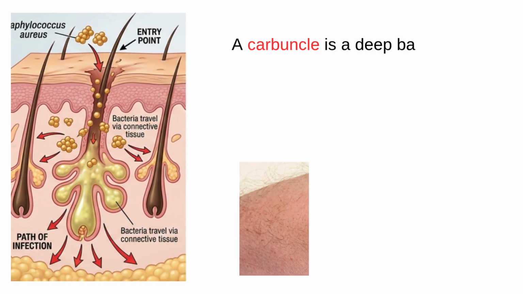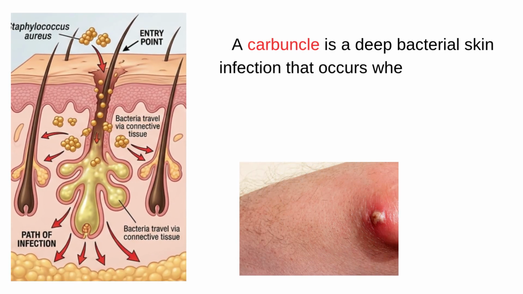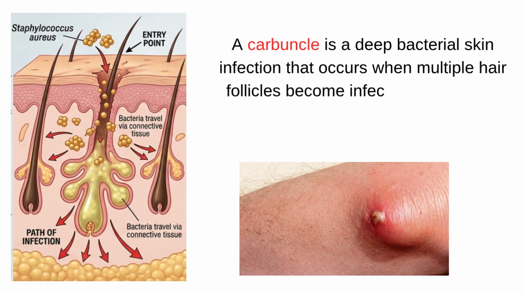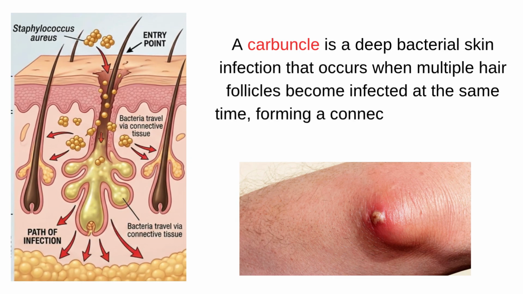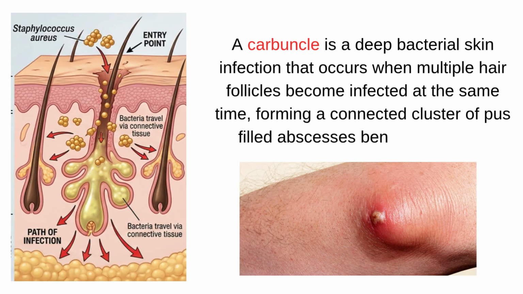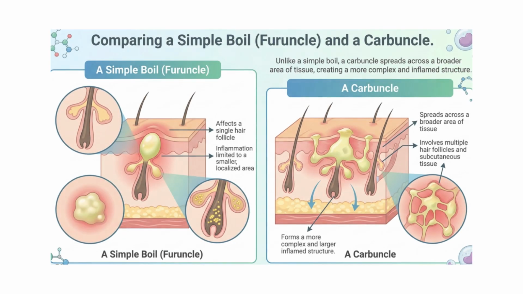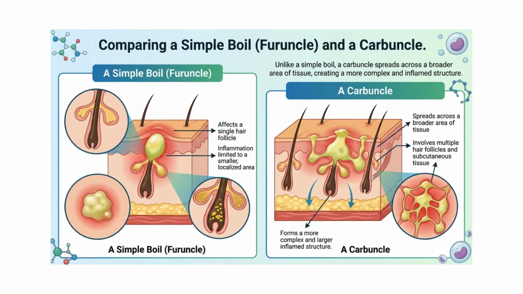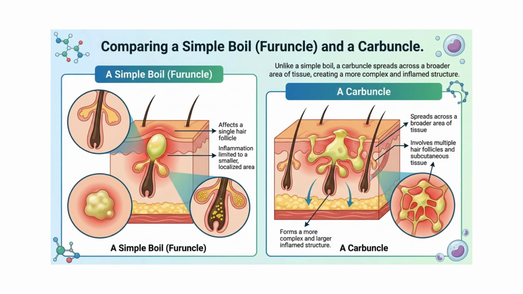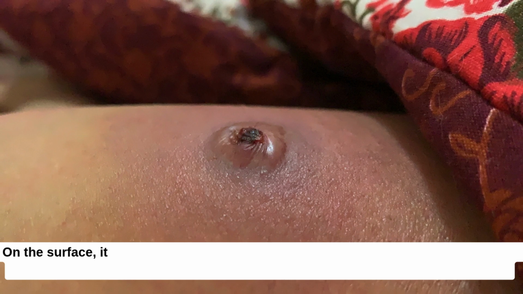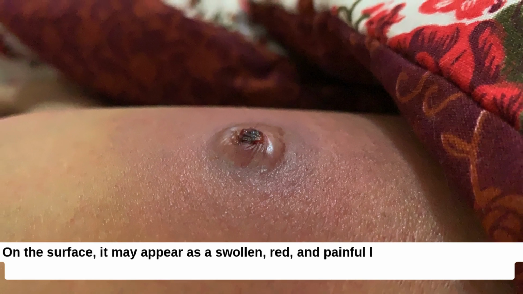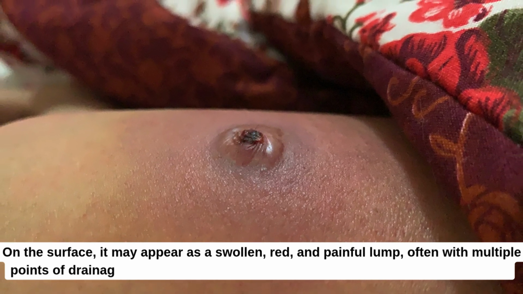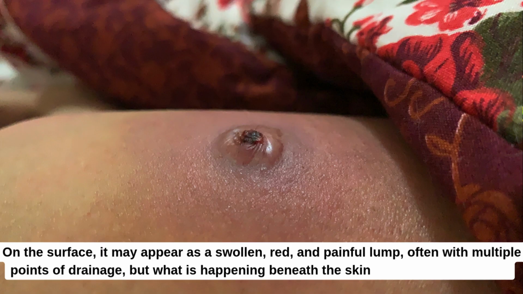A carbuncle is a deep bacterial infection that occurs when multiple hair follicles become infected at the same time, forming a connected cluster of pus-filled abscesses beneath the skin. Unlike a simple boil, which usually affects a single follicle, a carbuncle spreads across a broader area of tissue, creating a more complex and inflamed structure. On the surface, it may appear as a swollen, red, and painful lump, often with multiple points of drainage, but what is happening beneath the skin is far more extensive.